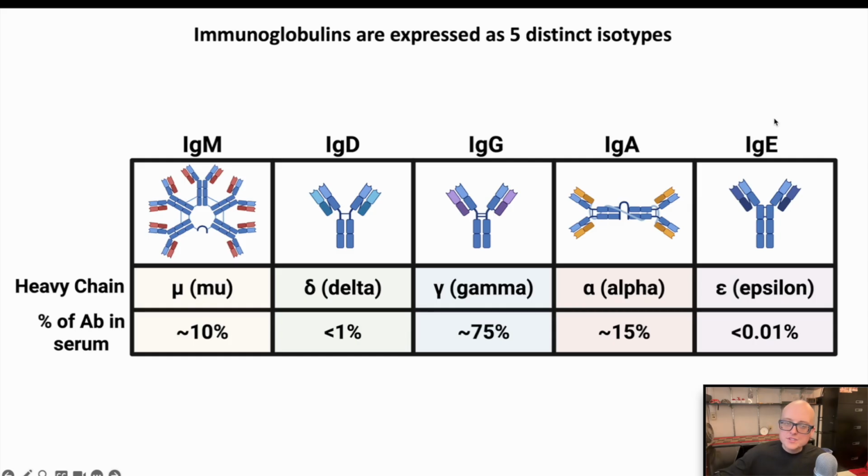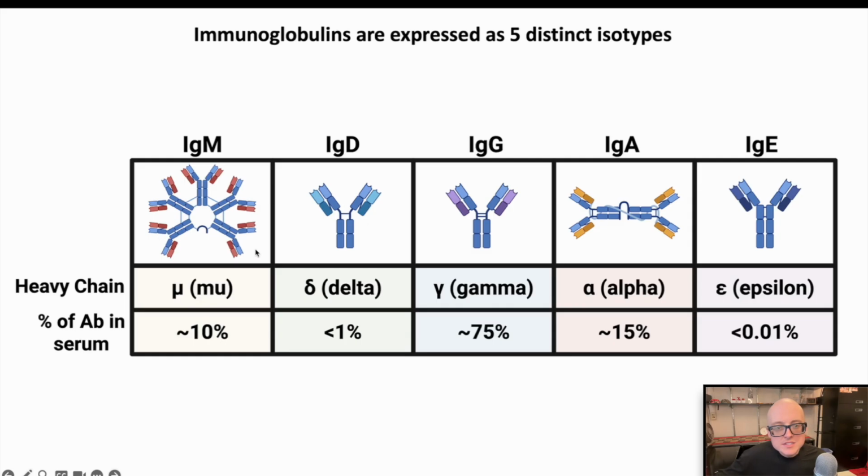And you can notice some differences immediately in terms of their structure. Some of these classes are the traditional version that we think of, the classic Y shape, whereas classes like IgA and IgM are actually multimers of that shape. So IgA is often found as a dimer of two immunoglobulin molecules, whereas IgM often exists as pentamers or hexamers, and for that reason has a high degree of avidity, as we saw in the last video.